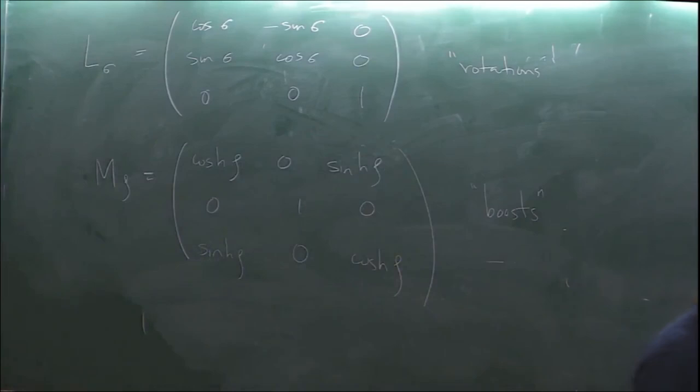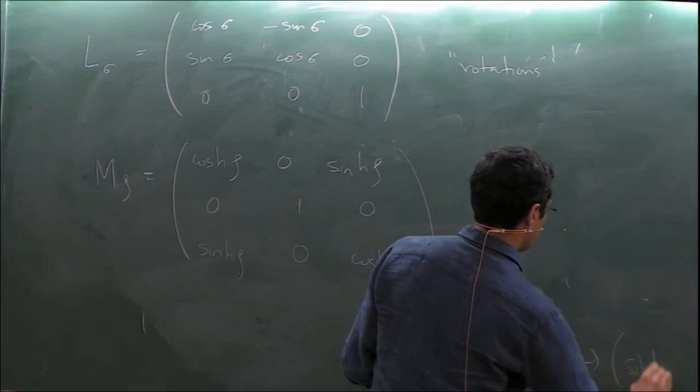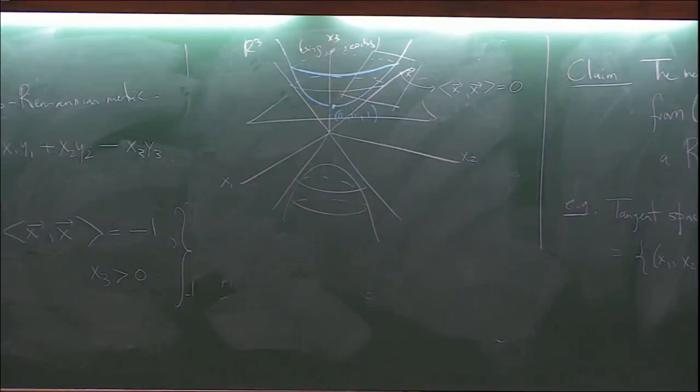So where does this take (0, 0, 1), by the way? This (0, 0, 1) goes to this, right? So it's sinh rho, 0, cosh rho. Okay, so this kind of translates this hyperboloid. So (sinh rho, 0, cosh rho) is another point in this hyperboloid. Okay, so this takes them there.